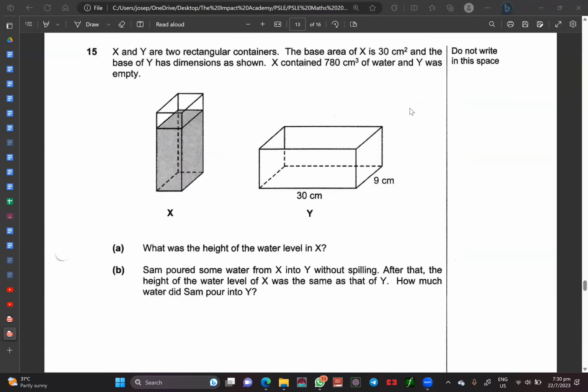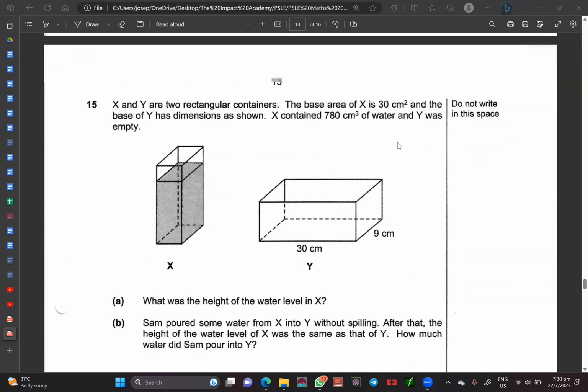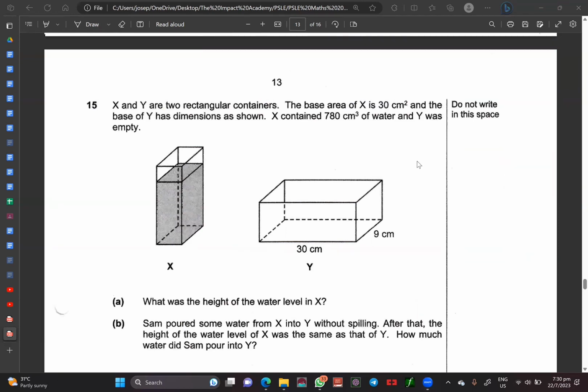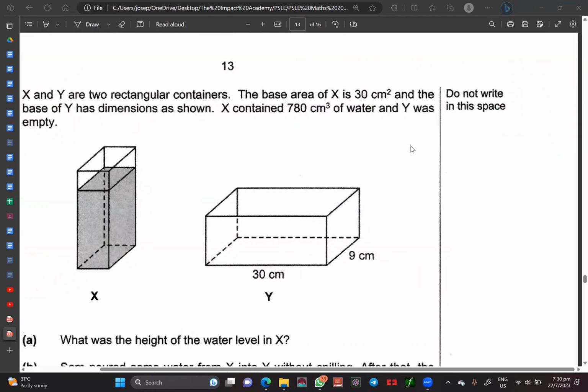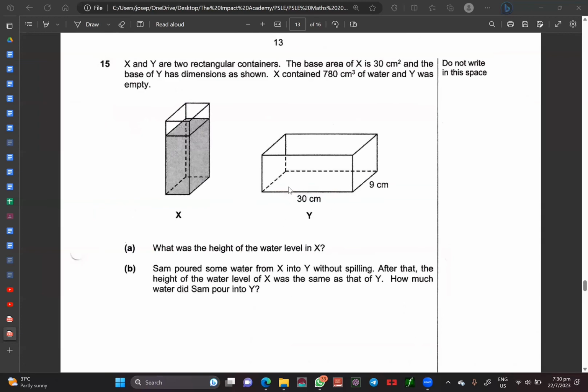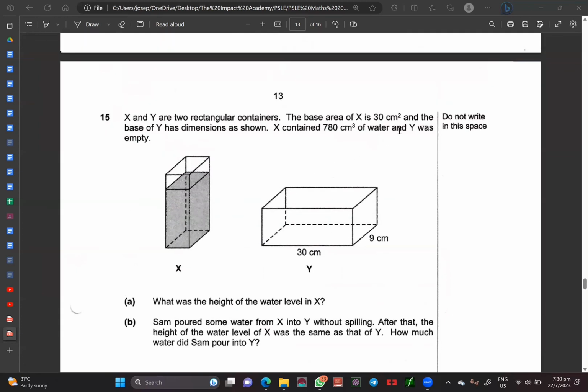Hi everyone, today we are looking at this question and we can obviously see that this is a volume question, right? Now the first thing I want to do is this, they tell us that the base area of X is 30 centimeters squared. So this is the one. So what you want to do is quickly write down base area equals to 30 centimeters squared.